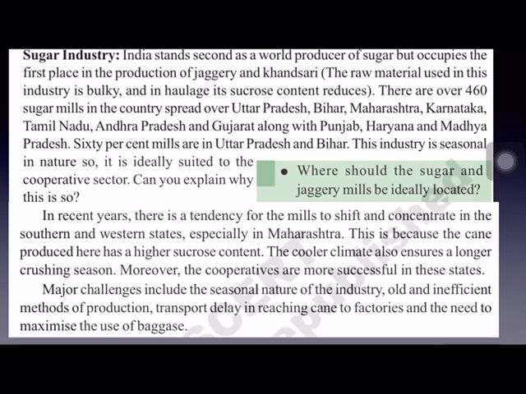The major challenges faced by the sugar industry are, first, the seasonal nature of the industry. And even today, old and inefficient methods of production are being followed. There is much delay in transporting the sugarcane to the factories. And the use of bagasse should be maximized. That is also another problem in this sugar industry.